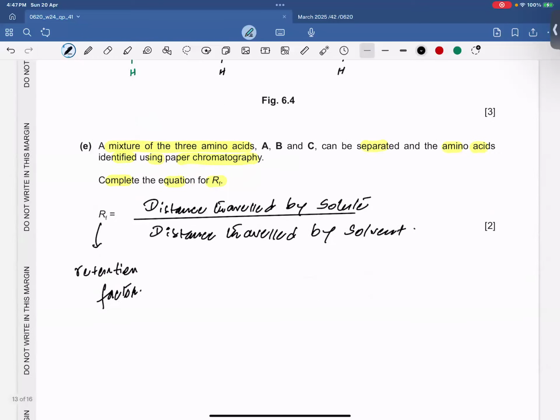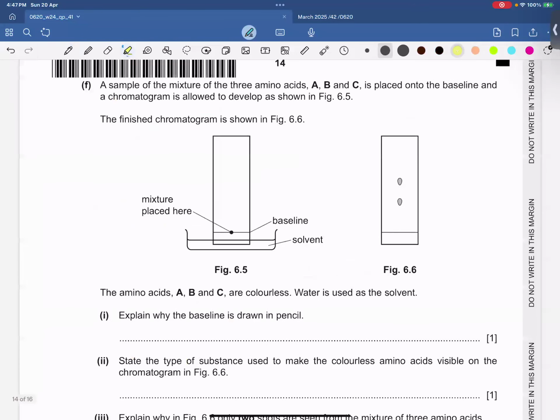Next, a sample of the mixture of the three amino acids A, B, and C is placed onto the baseline and the chromatogram is allowed to develop as shown in figure 6.5. The finished chromatogram is shown in 6.6.